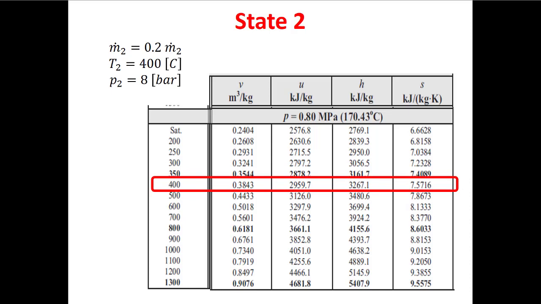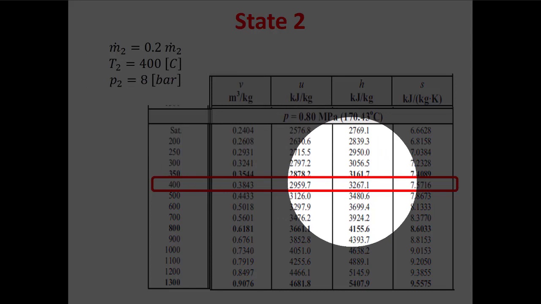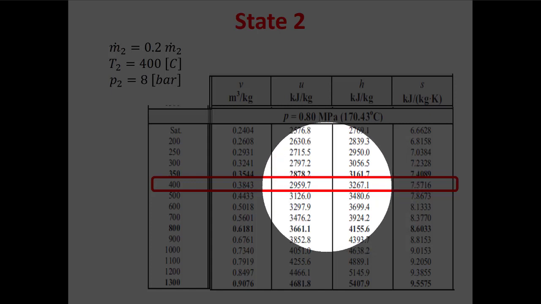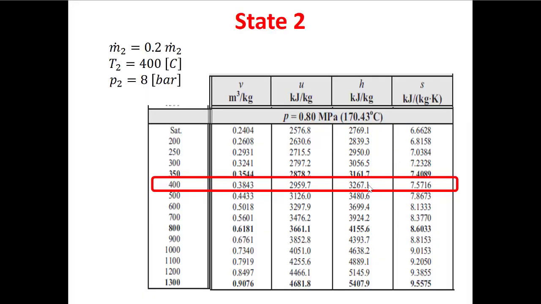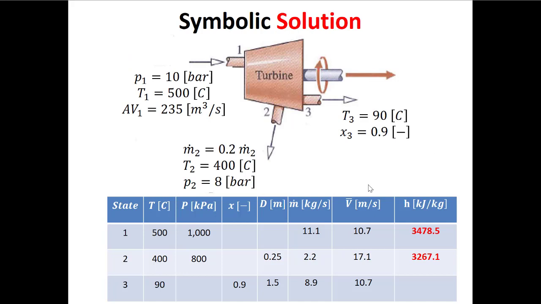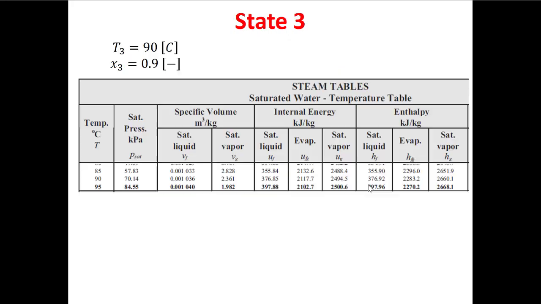We don't have to interpolate because this is a row that's right on our table. Now, we have been used to in closed systems looking up specific internal energy. But remember, enthalpy is specific internal energy plus pressure times the specific volume. So the enthalpy will always be higher than the specific internal energy. Here, the specific enthalpy is 3267.1. So I put that into my table as well.